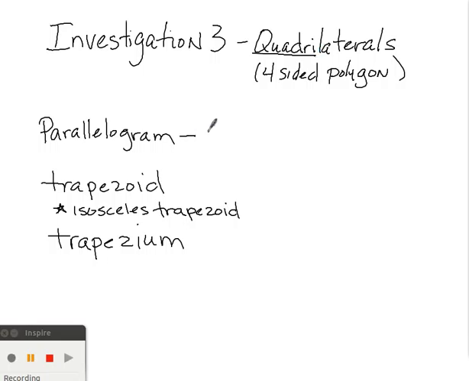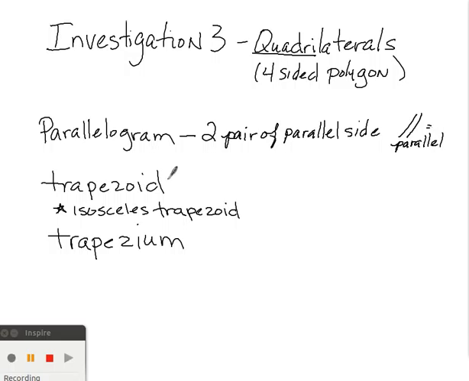A parallelogram has two pair of parallel sides. Now, one little abbreviation you can use is parallel lines kind of slanted. So I'm going to be using that instead of writing the word parallel all the time. A trapezoid has one pair of parallel sides.